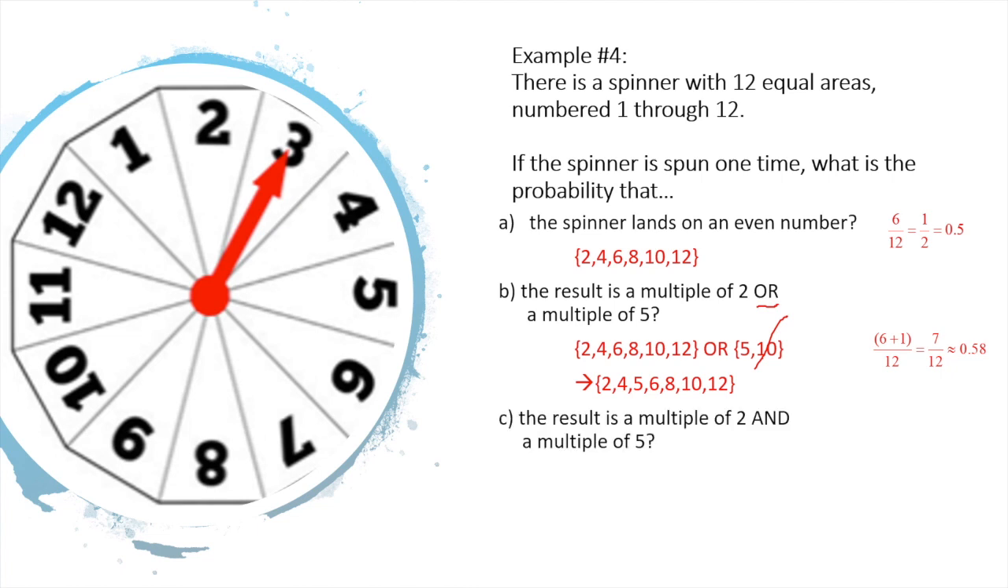And then lastly, C, the result is a multiple of 2 and a multiple of 5. So remember with and, that's the exclusive one. So it has to be both. You're only looking for the intersection. So you want the number that shows up in both sets. So 10 is the only number that shows up that's a multiple of 2 and a multiple of 5 in this case. So you would get 1 out of 12, which is about 0.08.